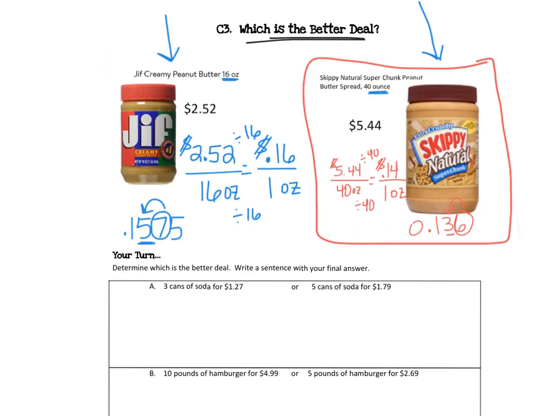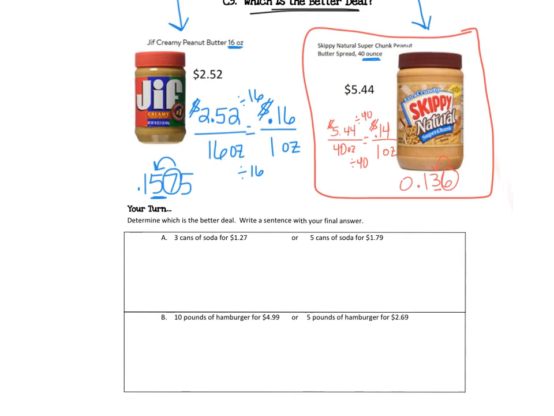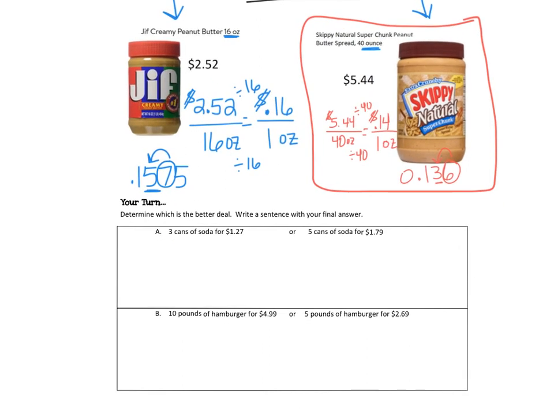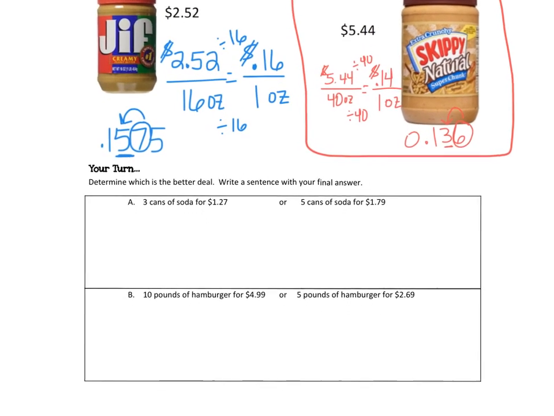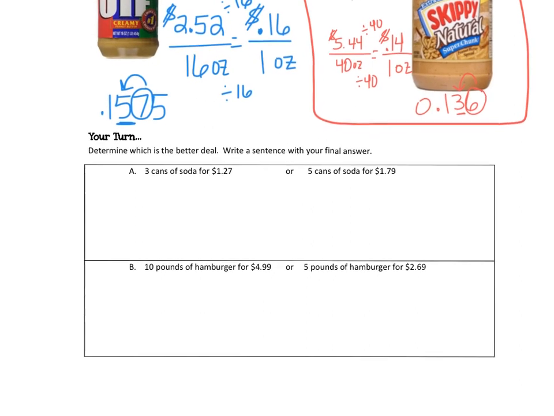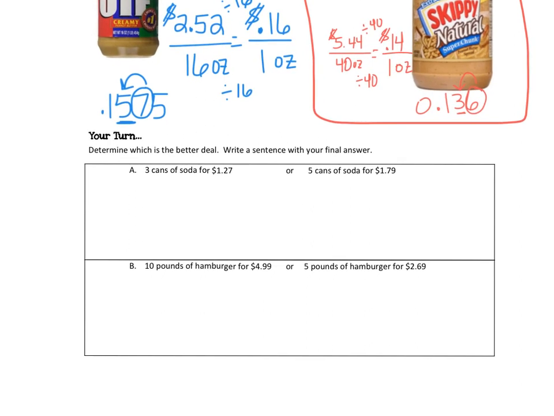I want you guys to pause the video and you are going to figure out which is the better deal here for part A and for part B. Please make sure that you're showing your work just like we did for the peanut butter, and then you want to write a sentence to tell what your final answer is. All right, pause the video, go ahead.